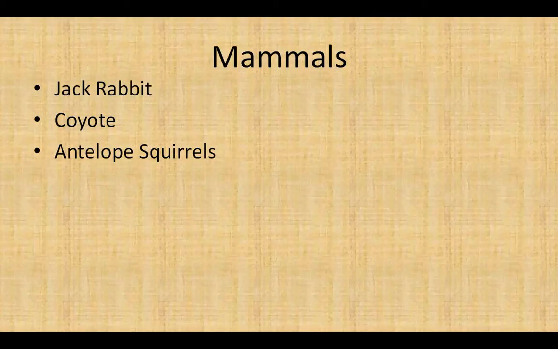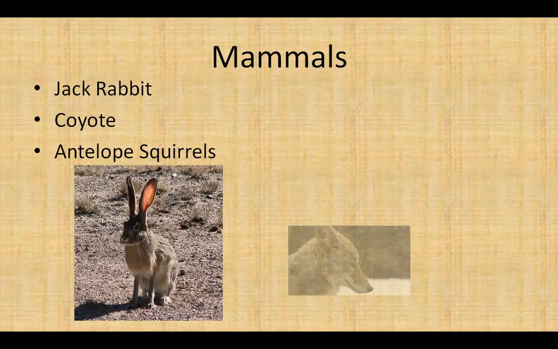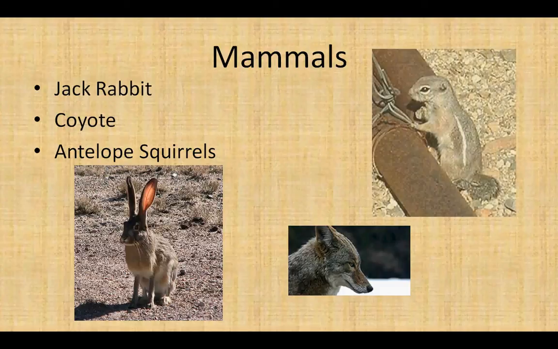Mammals. Now, jackrabbits. I don't think I can go a day without seeing jackrabbits out in my backyard. Coyotes. I hear them almost every night. Antelope, squirrels. It's very difficult to look out in my yard and not see one of these little guys. All of these are very specific to the desert environment, and they're very much adapted to living in this environment.